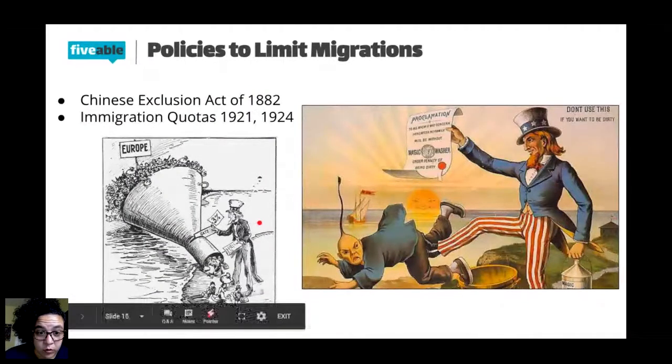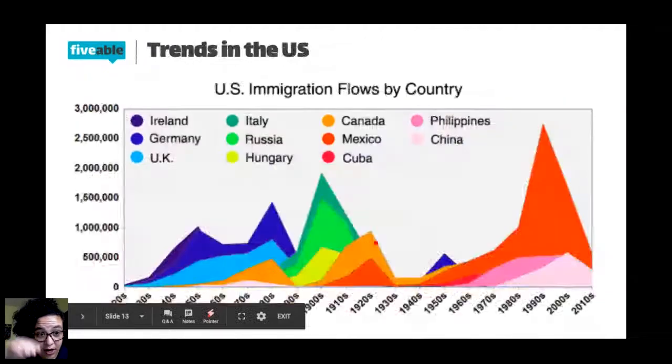Another example would be the quotas, 1921 and 1924. What's interesting about this is what they did. I'm going to go back to this to show you what they did. So 1921, and this is another reason why you have this dip too. So the Depression is part of it, but it's also that now there's laws that limit migration. It's probably a bigger part of it, if I had to guess.